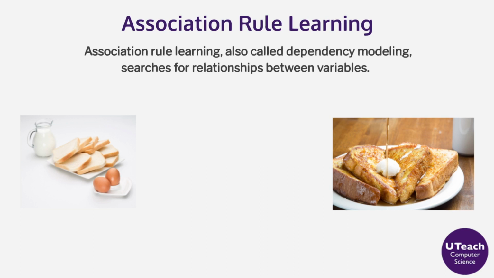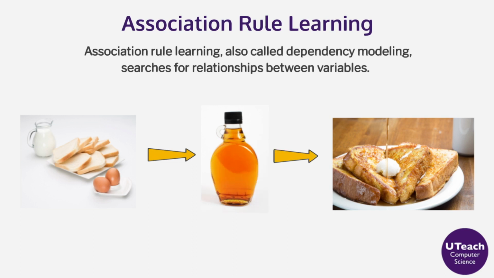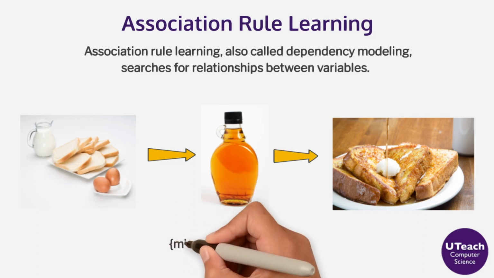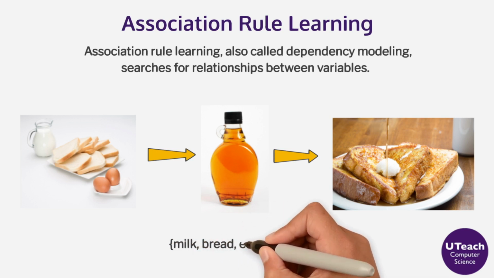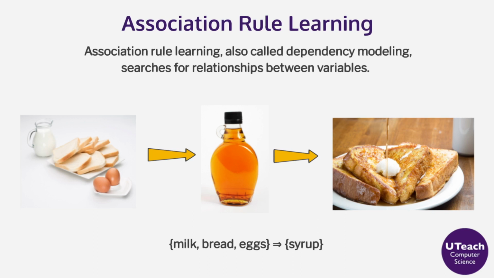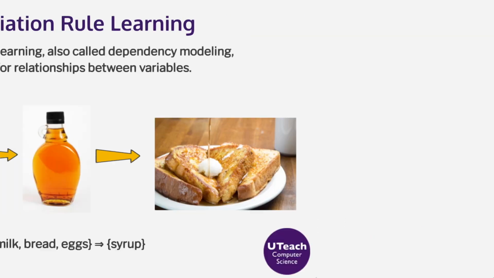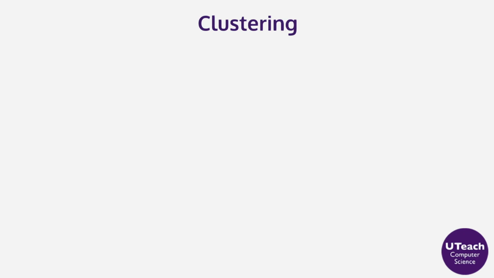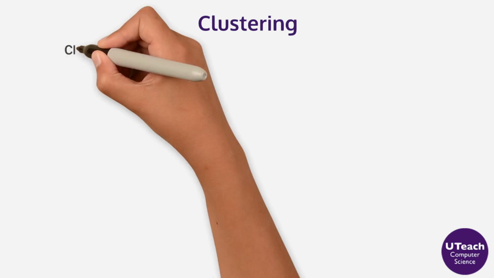If most people who buy milk, bread, and eggs also buy syrup, then association rule mining might turn up the following rule: buying milk, bread, and eggs may lead to buying syrup. An association rule is a link between one set of items and another. Another data mining strategy is clustering.